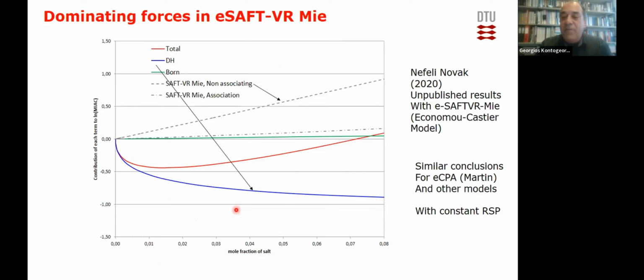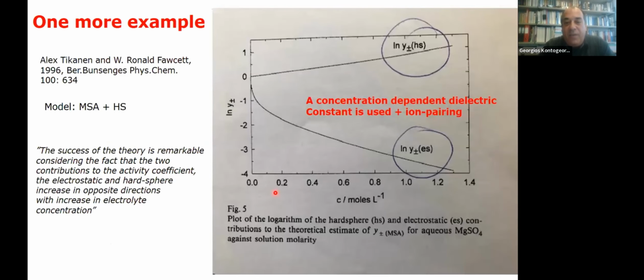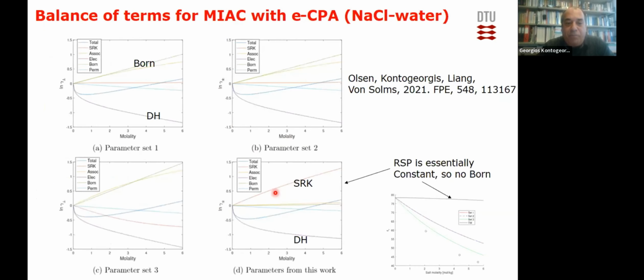But, and now comes the but, if you don't have the Born term, or if you have the Born term with composition independent relative permittivity, are you doomed? Will the model fail? Not at all. The physical forces, this is from the work of Nefeli with electrolyte SAFT-VR Mie, the physical forces will counterbalance the Debye-Hückel or the MSA contributions. This is what we have seen with electrolyte SAFT-VR Mie. This is what we have seen also with electrolyte CPA.